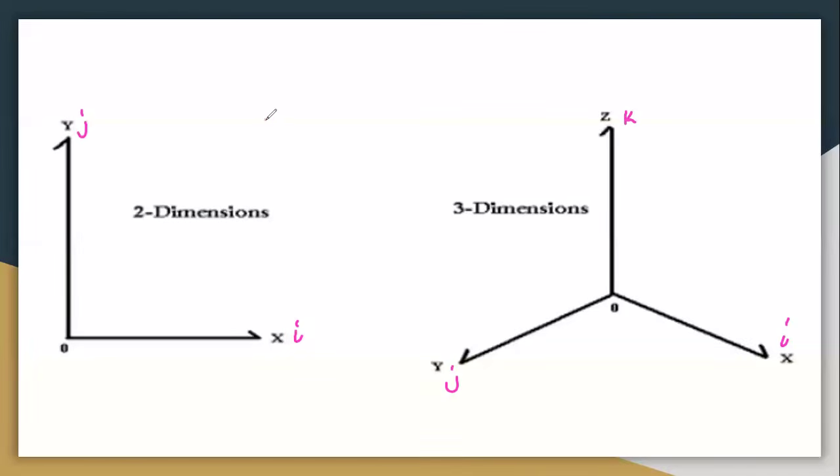And whenever they tell you to write it in a vector form, we expect you to have the X component with the I, then plus the Y component with the J. In case you have the Z, then you add on the Z with the K. And these are always unit direction vectors.